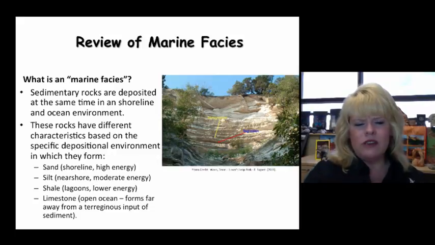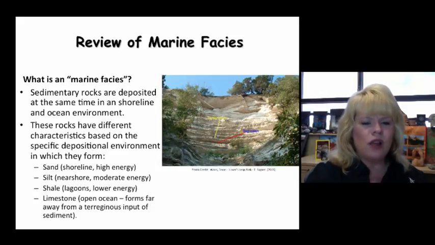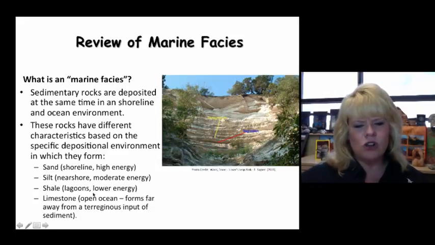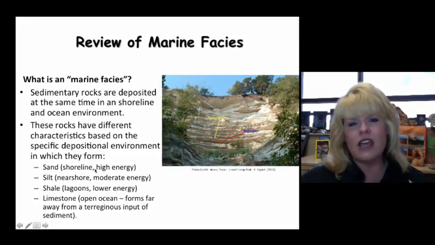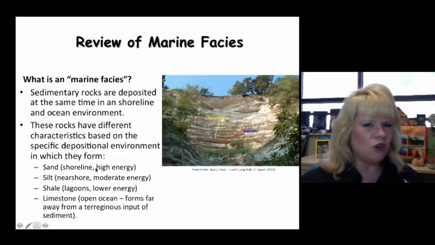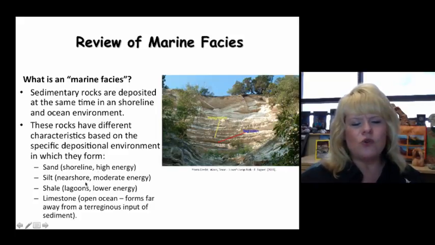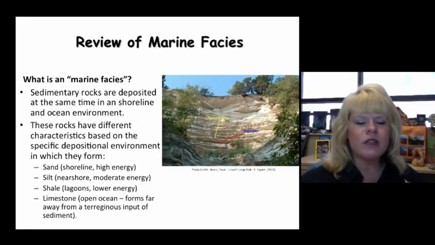So what happens is rocks will have a different characteristic look based on where they fit into the shoreline, the near shore, lagoons, and then open ocean. And you can see different rocks form in different environments, like sandstone forms in a very high energetic shoreline surf environment. So that's why you have bigger grains. Silt is near shore, and that has moderate energy. It's a little bit smaller grain than sandstone, if you recall from physical.